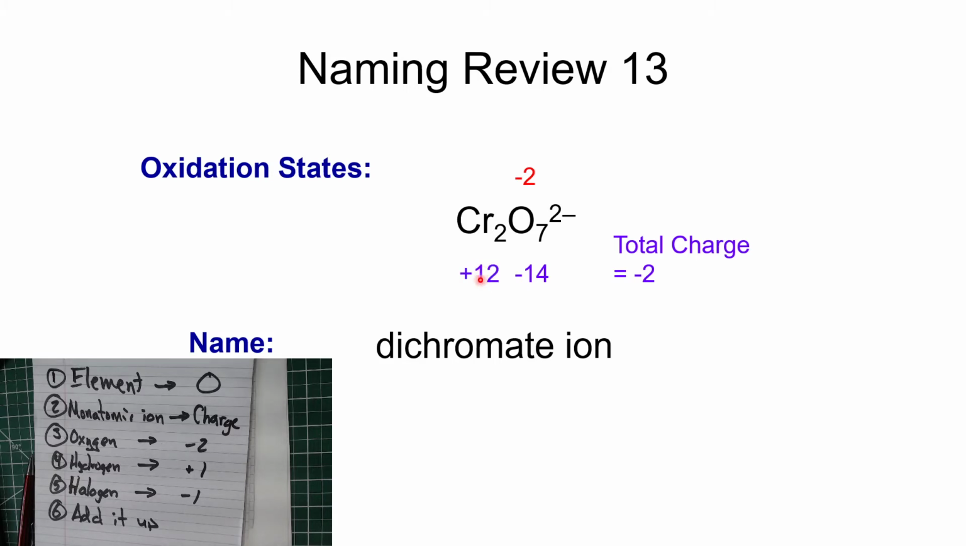And then we're going to take the +12 and divide by 2. You can see now why I've been dividing by 1 on all of those. It's just to emphasize that we divide by the number of atoms here. So positive 12 divided by 2 is positive 6. So the oxidation state of chromium in dichromate is also positive 6.